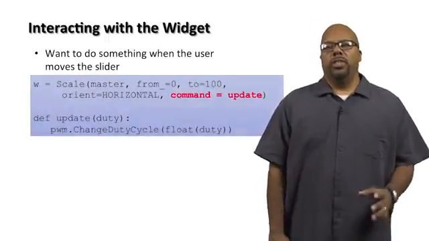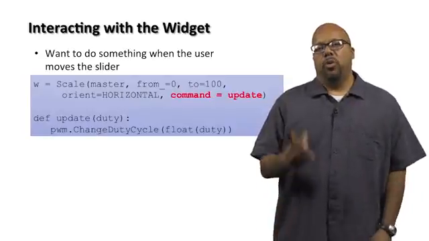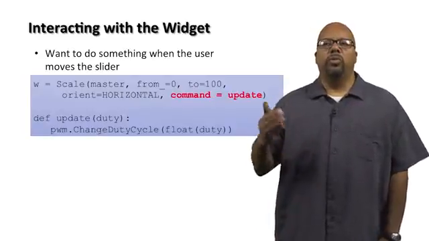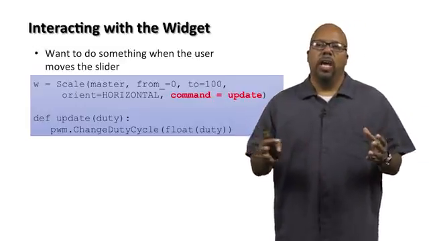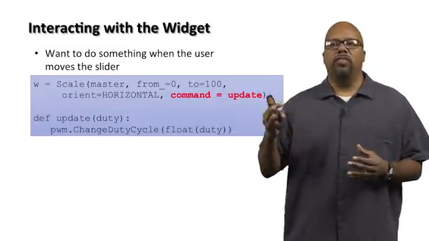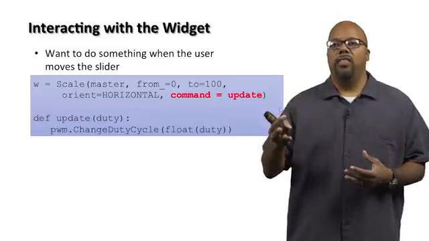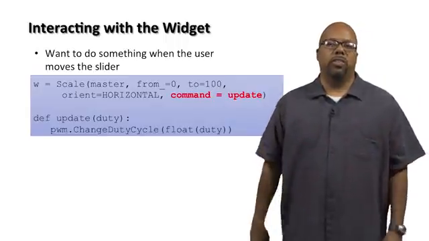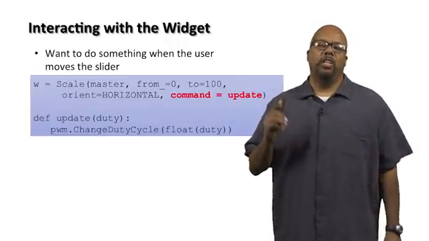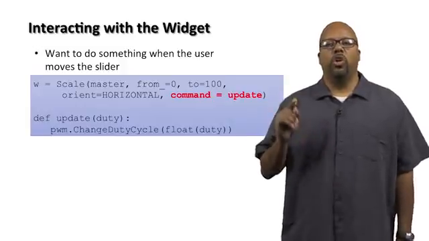So how do we do this? First thing, we'd have to change our original program a little bit. Remember that line of code where we said w equals scale? We call that function scale, right? So now we're changing that call. The first four arguments are the same: master, the root window, the from and to, the range 0 to 100, orient horizontal, make it horizontal orientation. But we're adding this command equals update. That's what's called a reference to a callback function.